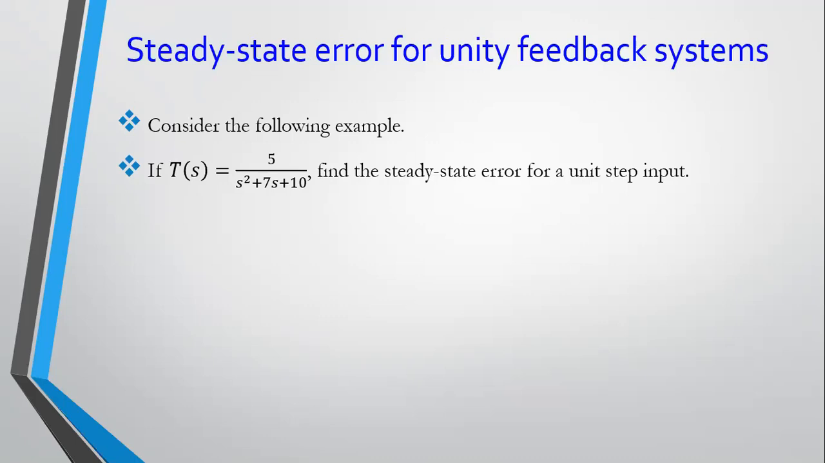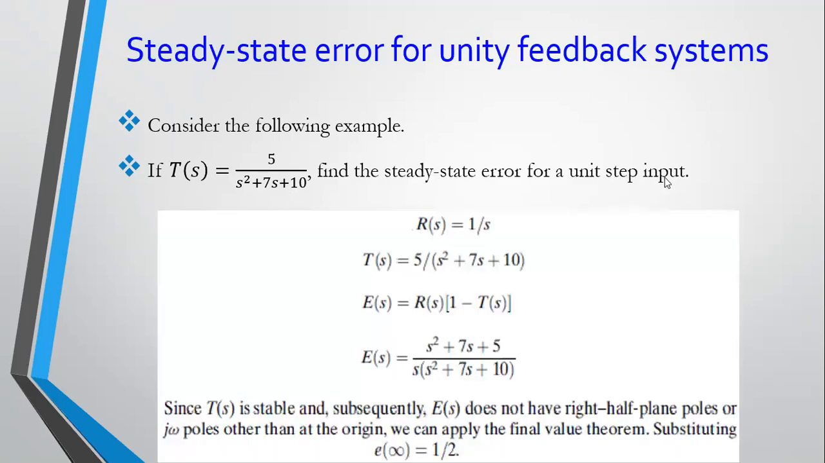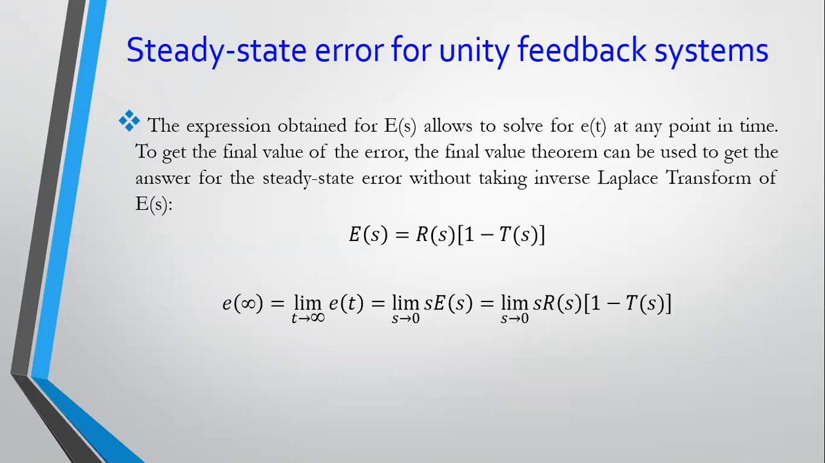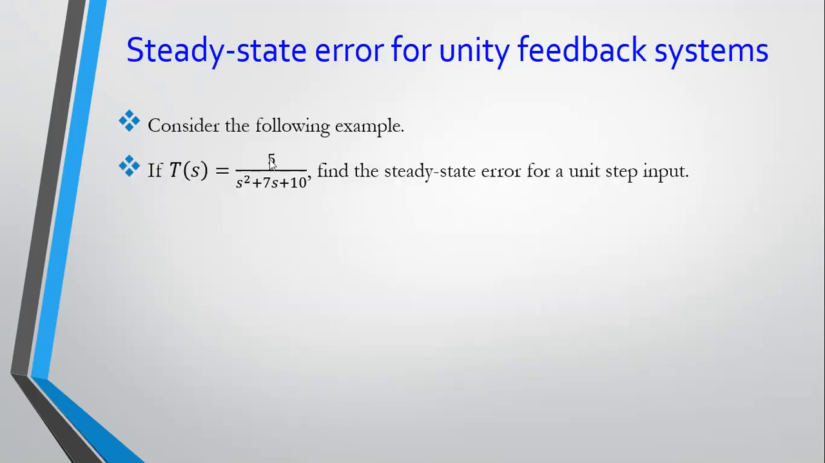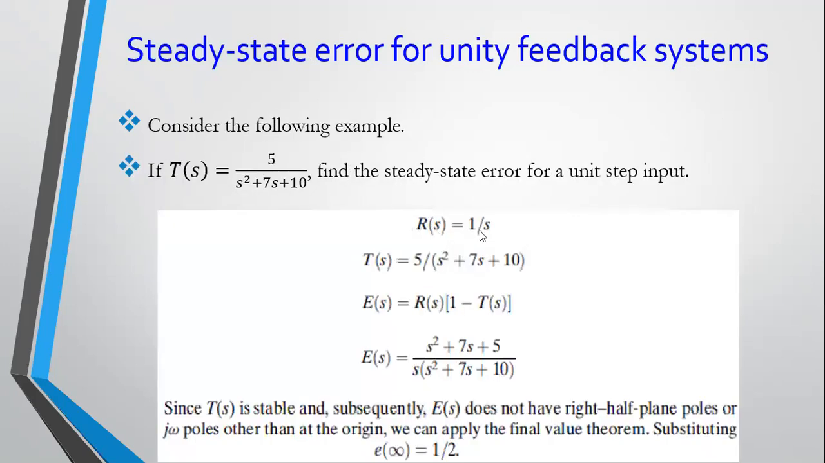Let's take an example to illustrate this. If you're given the closed loop form of a control system as follows, and you want to find the steady state error for a unit step input, we're going to apply this equation simply. In this case, R(s) is 1 over s, and T(s) is as given. So E(s) is R(s) into 1 minus T(s). If you replace R(s) by 1 over s, this is your 1 over s here, and then just multiply by 1 minus T(s). This is what you're getting.